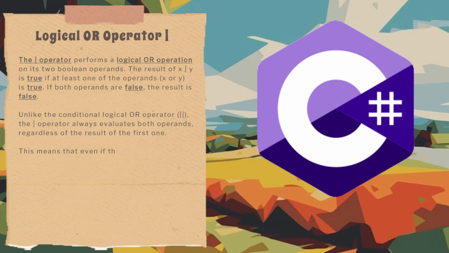This means that even if the left operand is true, which guarantees that the overall result will be true, the right operand will still be evaluated.